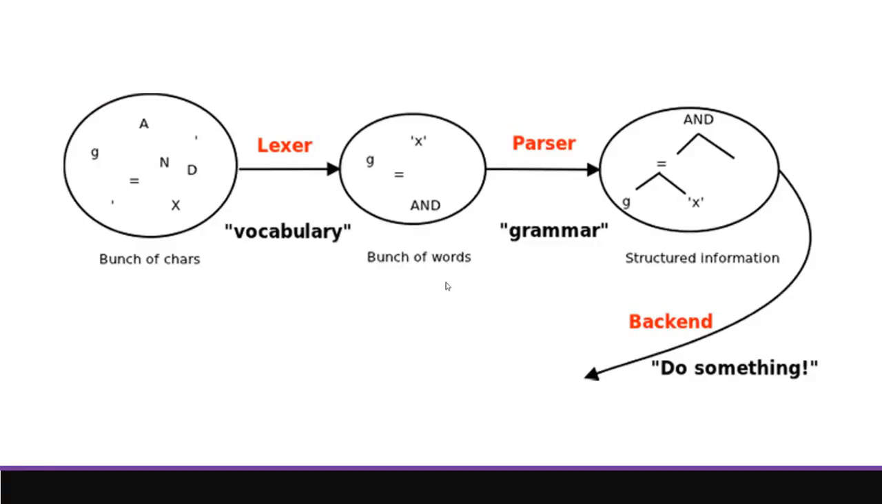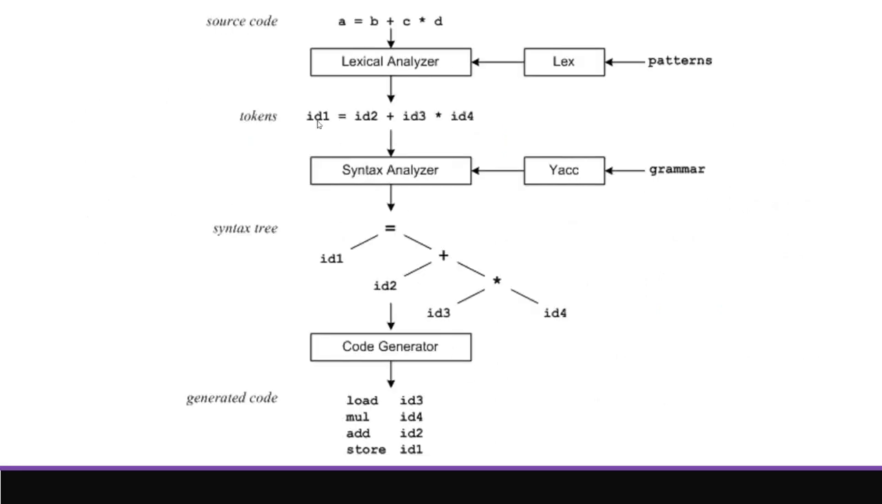The design of a compiler goes from characters to a bunch of words, to structured information as an abstract syntax tree, and then using the backend to generate code. So from a bunch of characters, to a bunch of words, to structured information, to doing something.